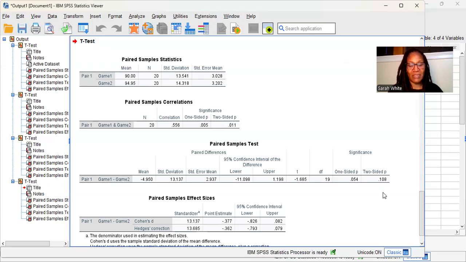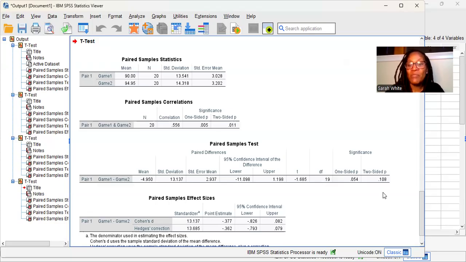A paired samples t-test was conducted to evaluate whether a 15-minute individual coaching session improves students' bowling scores. The scores prior to coaching, with a mean score of 90.00 and standard deviation of 13.54, were compared to scores after coaching, and the post-coaching mean was 94.95 with a standard deviation of 14.32. These results indicated that the increase in bowling score was not statistically significant, with a t-score of negative 1.69 and 19 degrees of freedom, and a p-value of 0.108 for our two-tailed test.